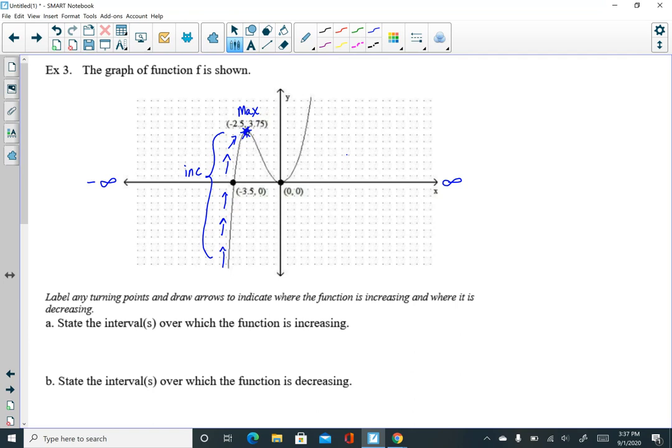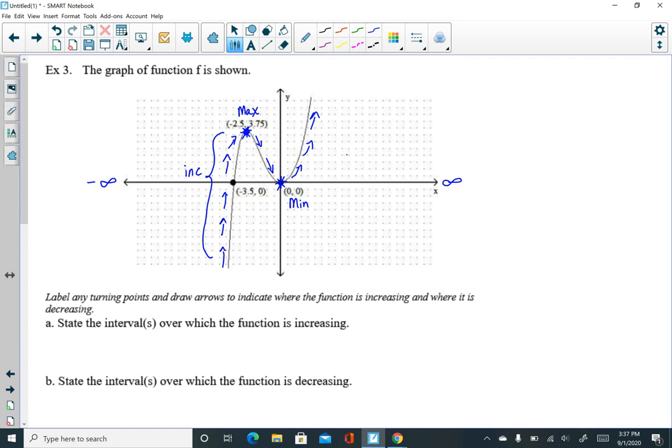Then on the other side of that maximum point, keep tracing your graph. Oh, we're going down again. So we go down until we get to this low point here, and this would be referred to as a minimum point. And then on the other side of that minimum point, my graph turns around and starts going back up. Okay.